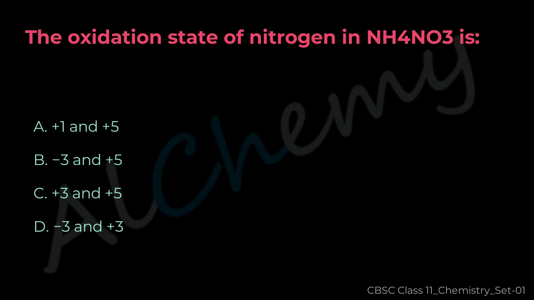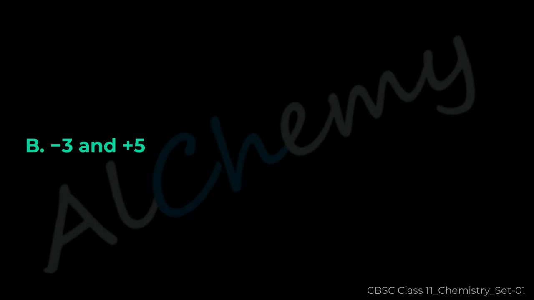Question 37. The oxidation state of nitrogen in NH4NO3 is A. +1 and +5, B. -3 and +5, C. +3 and +5, D. -3 and +3. The correct answer is B.